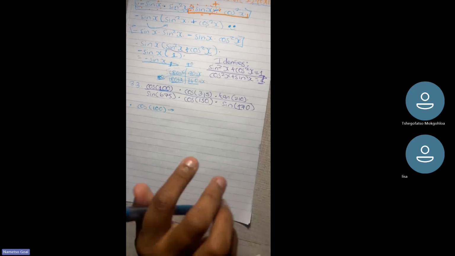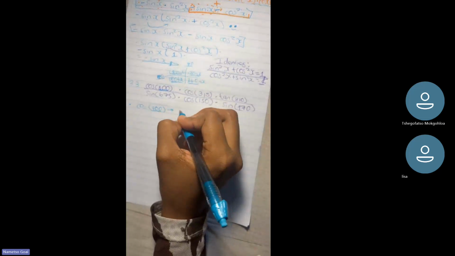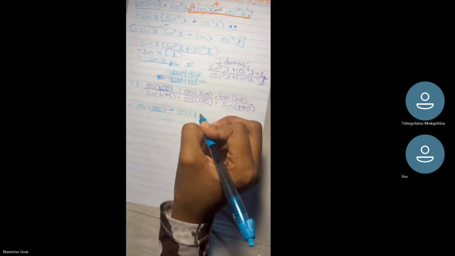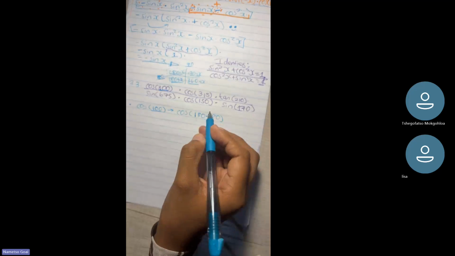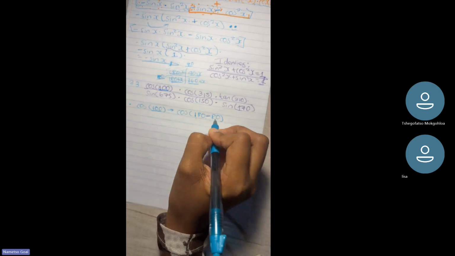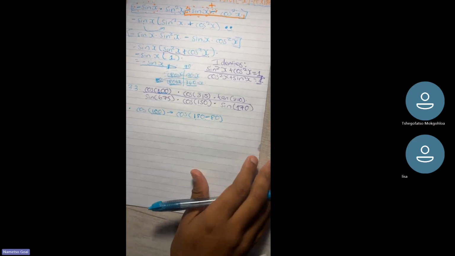Okay. So how did we exactly get this 100? We're going to say cos 180 minus 80 degrees. Isn't it 180 minus 80? It's going to give us 100. Yes, ma'am. Okay.